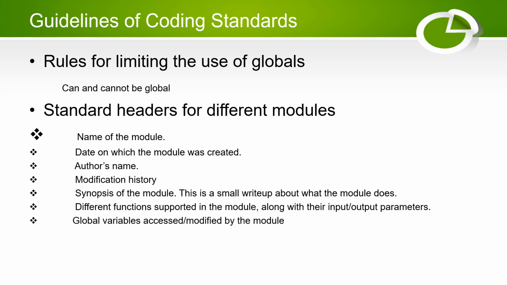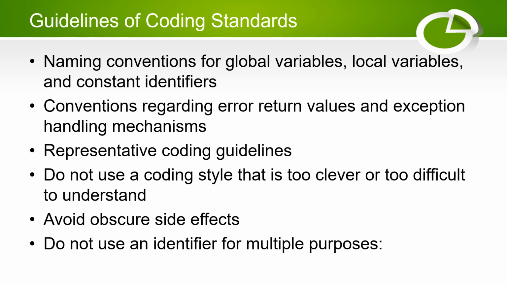It can or cannot be global, and some of the headers will have the name of the module, the date on which the module was created, and the author's name. If there is any modification, it will be saved in a modification history. Then the synopsis of the module. The synopsis is a small write-up about the individual module. What are the different functions required, and global variables. Then some of the guidelines of coding standard: global variables, local variables, constant identifiers, and handling mechanisms like exception handling and error return values.